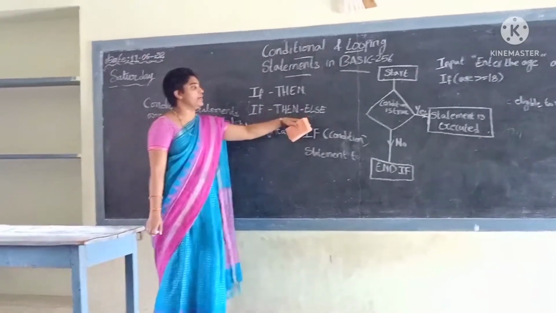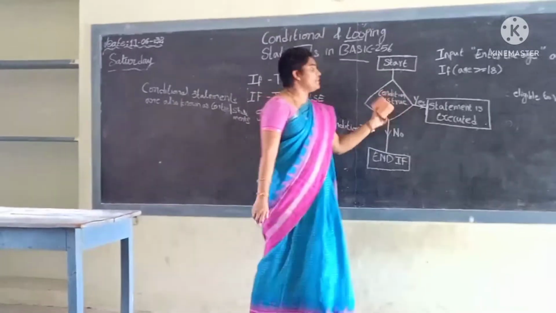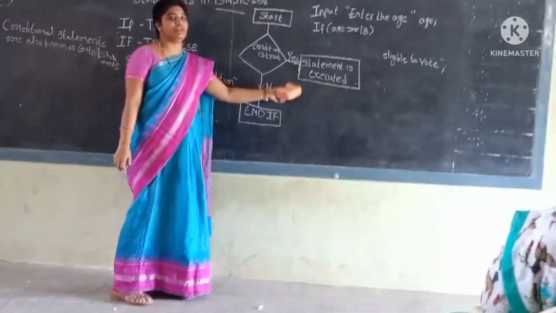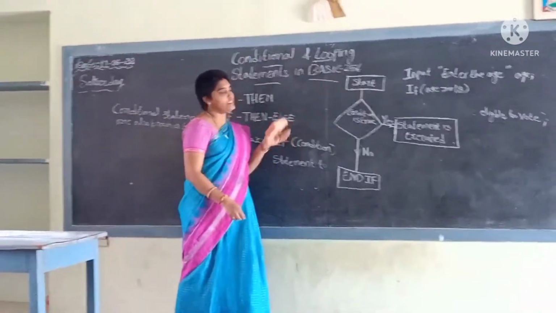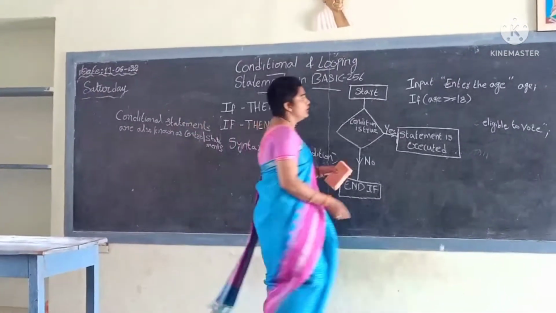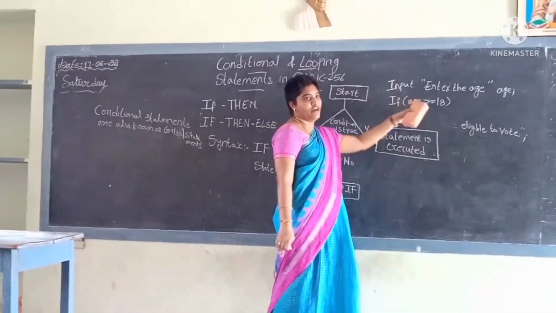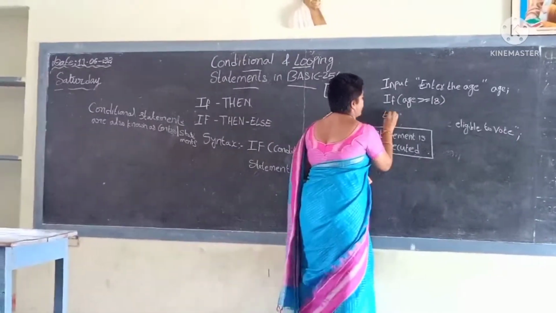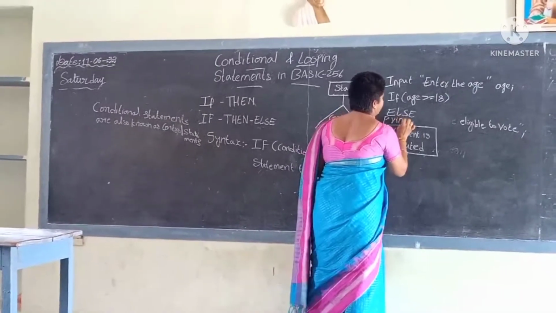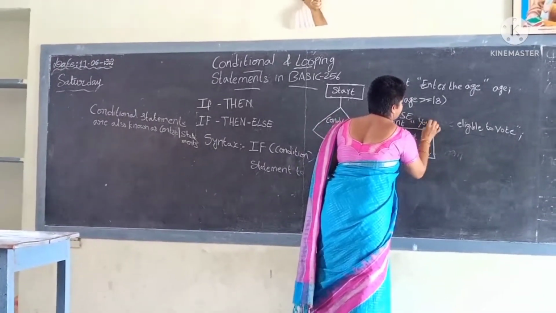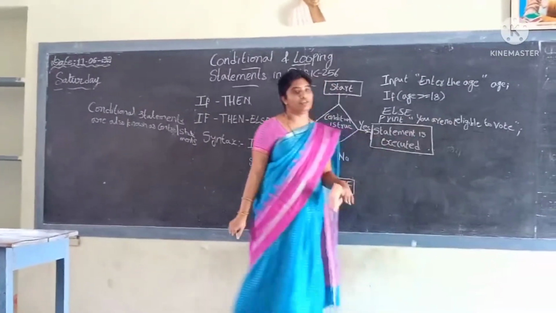In the if then else statement, the else condition will also be checked here. We know if the condition is true, the statement will be executed. If it is false, what will happen? So after else, we give one more statement: if age is greater than or equal to 18, print "you are eligible to vote." The else statement we can also give here: else print "you are not eligible to vote."